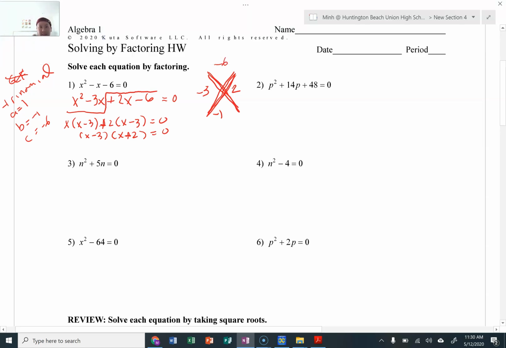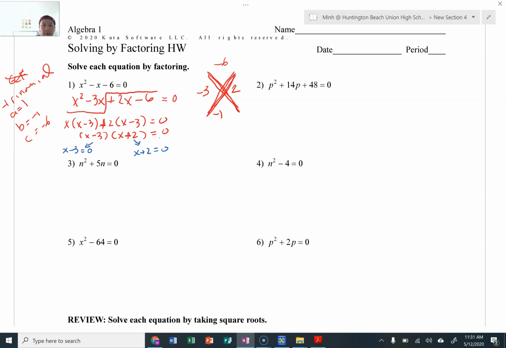When you have to split it up, I'm going to write down the first set of parentheses and set it equal to 0. Then on the second one, I'm going to do the same thing: x plus 2 is equal to 0. The last part is in blue, and all you're doing is setting each parentheses equal to 0 and solving.